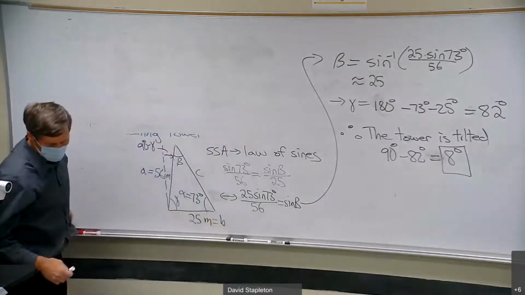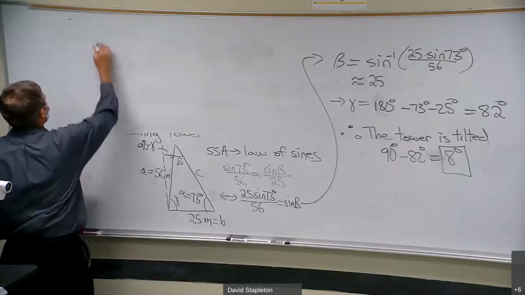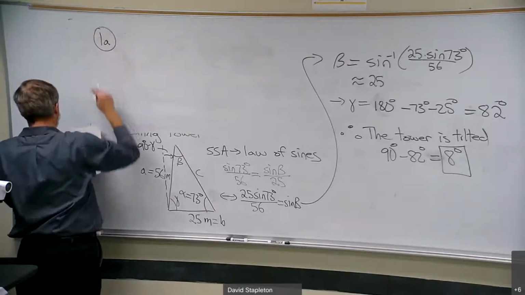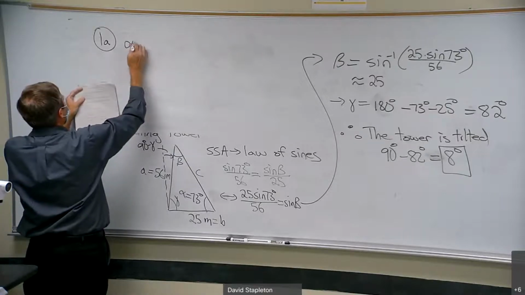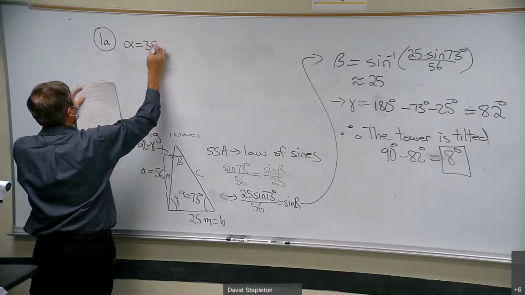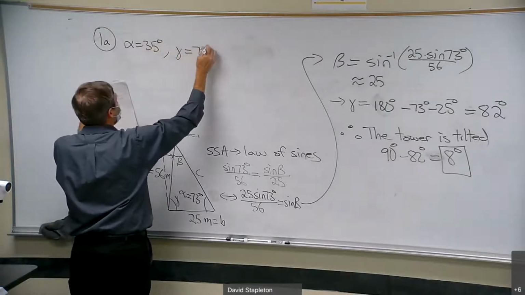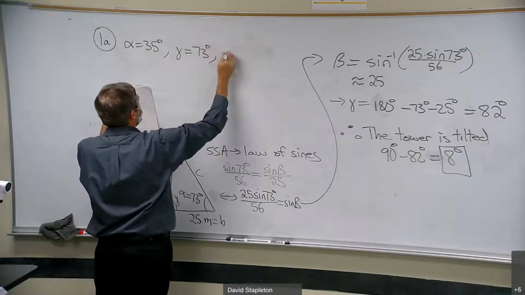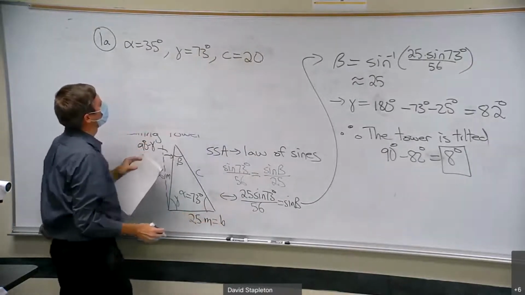Let me try one off the homework now. This is the very first one. And then when you do the homework, if you have trouble, you can go back and look at this. Suppose alpha is equal to 35 degrees is given. Gamma is 73 degrees. And C is 20. Whatever units, meters, feet, something.